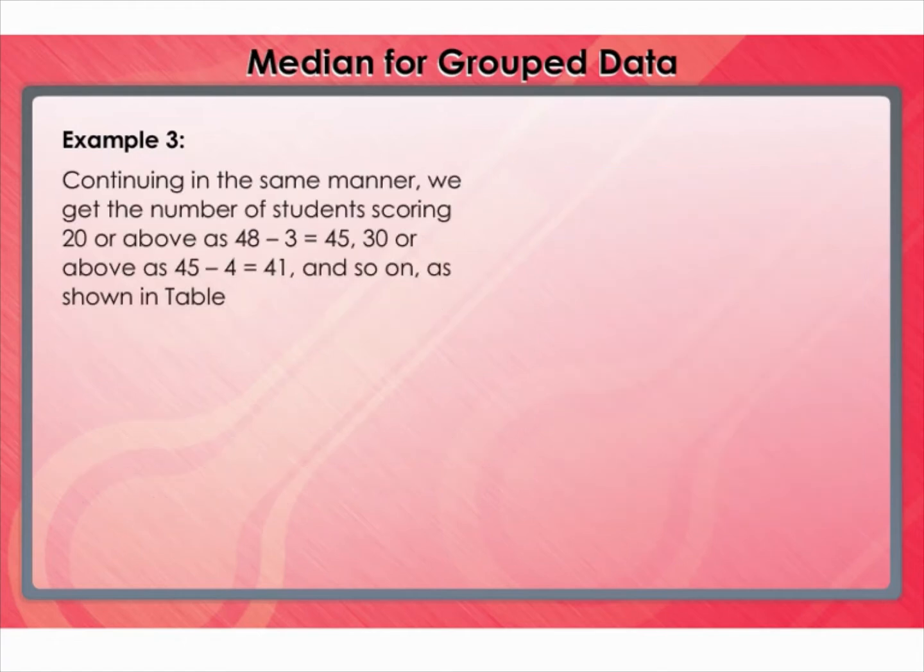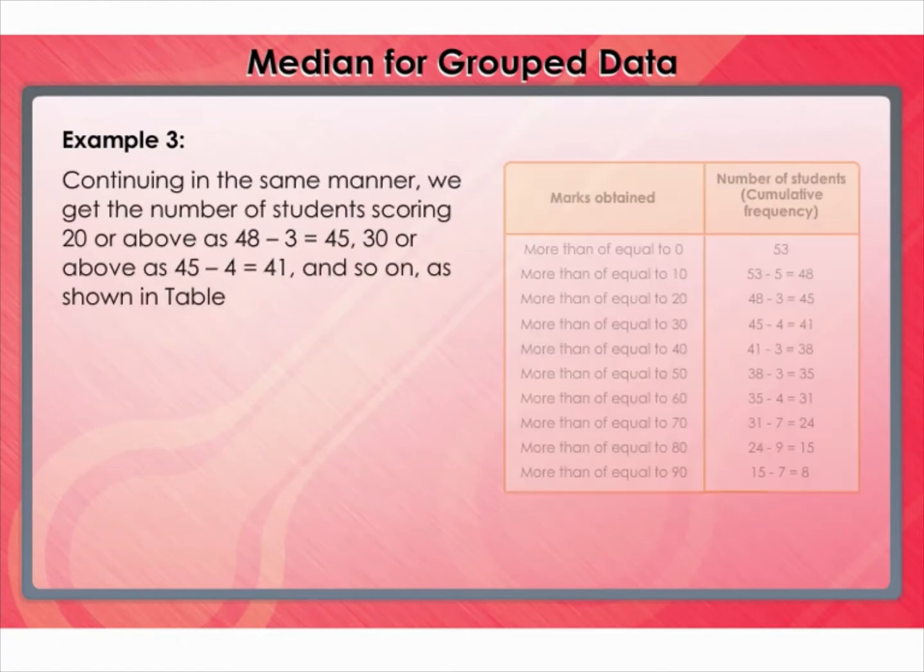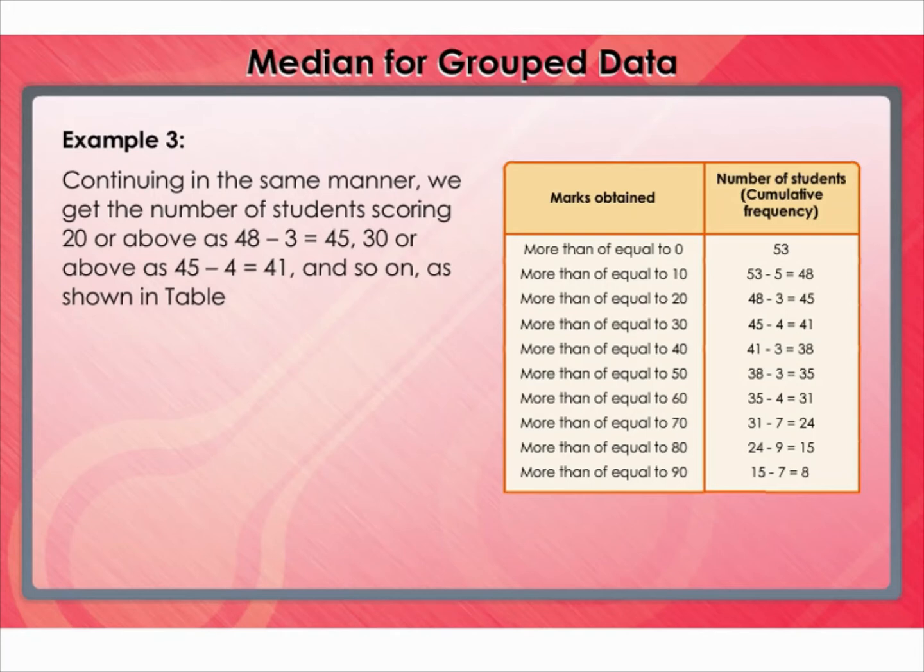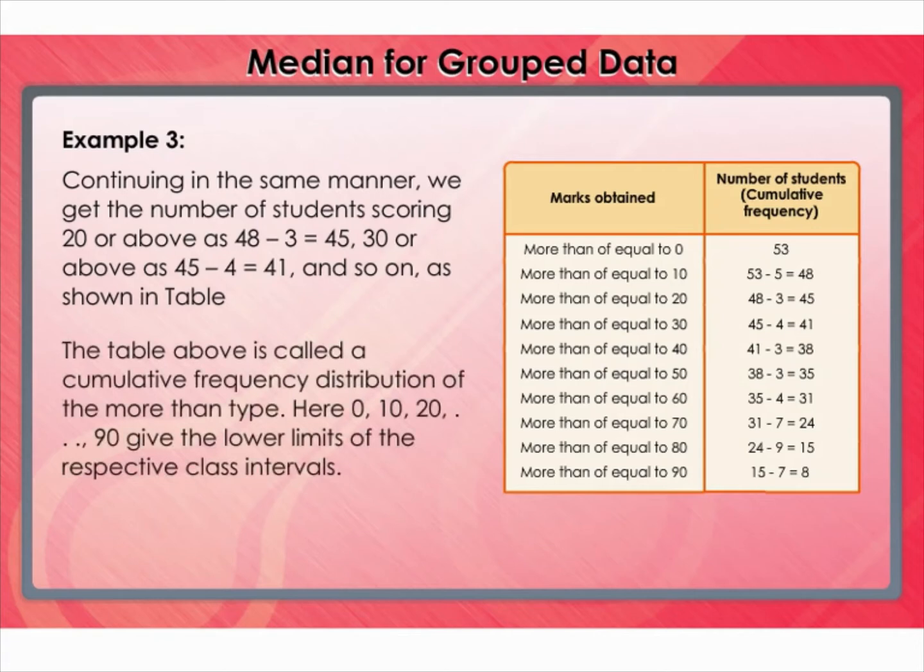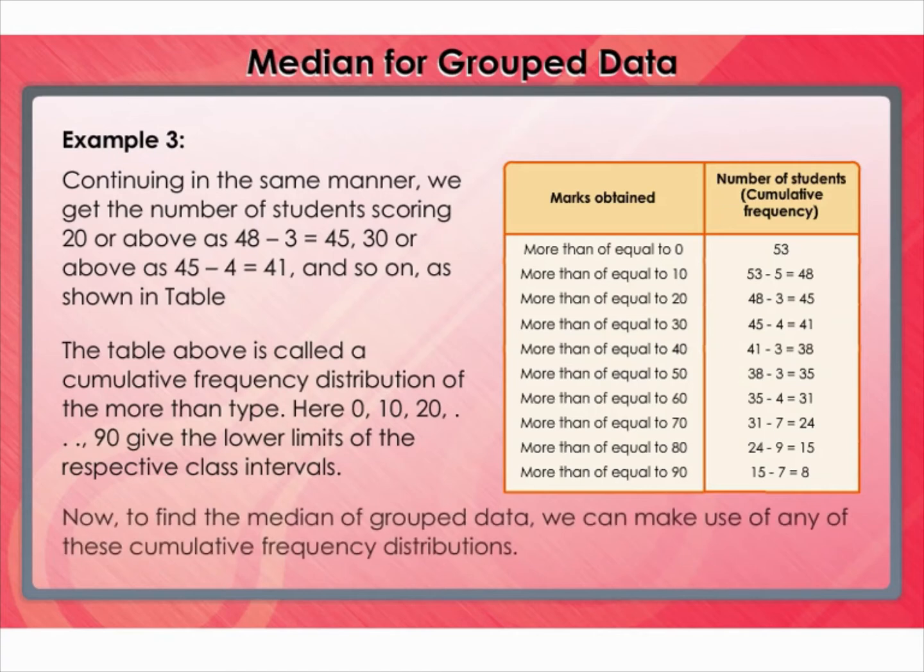Continuing in the same manner, we get the number of students scoring 20 or above as 48 minus 3, that's equal to 45. 30 or above as 45 minus 4 equal to 41, and so on as shown in the table. The table above is called a cumulative frequency distribution of more than type. Here, 0, 10, 20 and so on up to 90 give the lower limits of the respective class intervals. Now to find the median of the grouped data, we can make use of any of these cumulative frequency distributions.